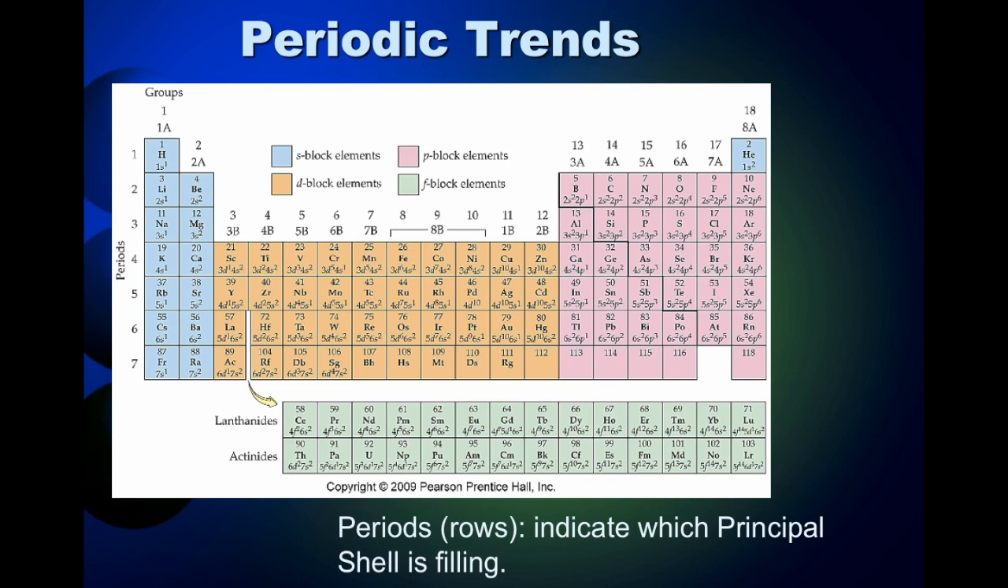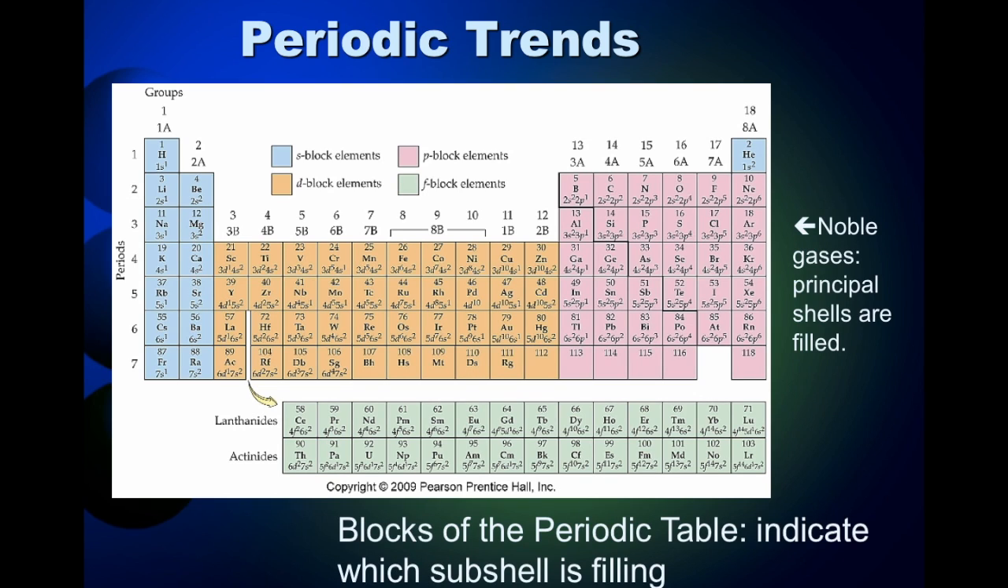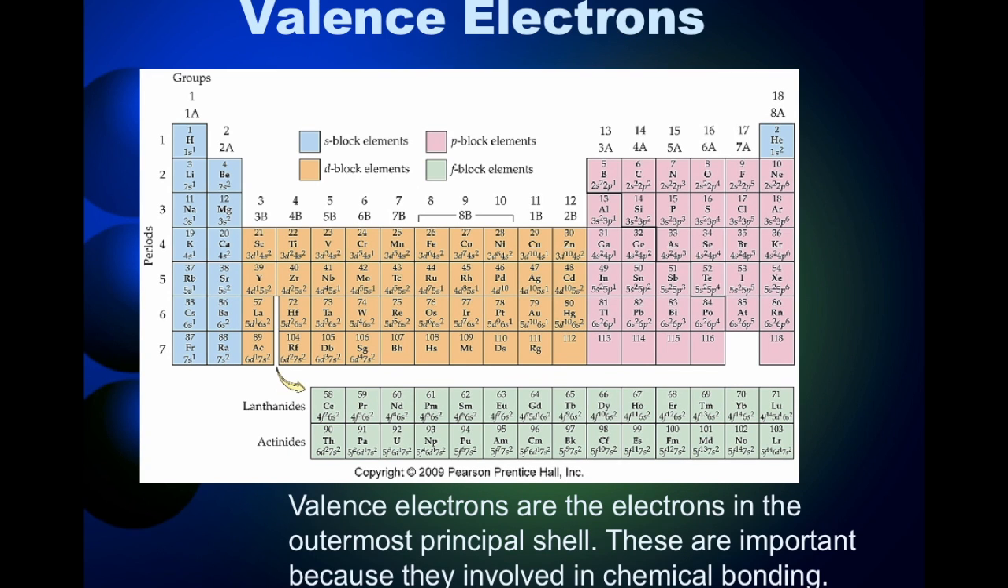Now we're going to look at the rows. They tell us what principal shell is filling. So in row 1, the first shell is filling, in row 2, the second shell is filling, and so on. Okay, and in the noble gases, this is where the principal shells are filled. So they have that noble gas configuration that's nice and stable, so they tend not to react.